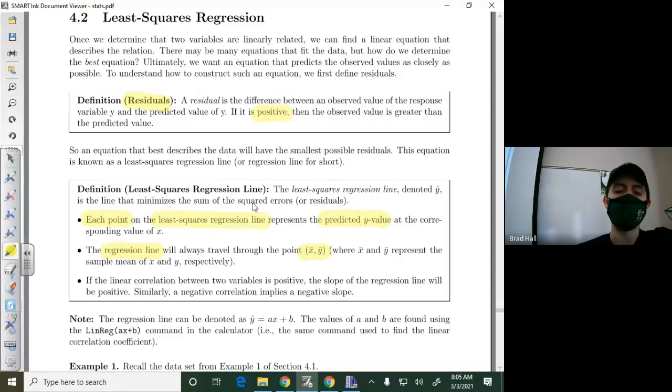Remember, we talked about linear correlation before, we just typed that in the calculator. If the linear correlation was positive, or in other words, there was a positive association, the slope of the regression line is going to be positive. And similarly, negative correlation gives a negative slope. So positive correlation is going to be a positive line, negative correlation, negative line.